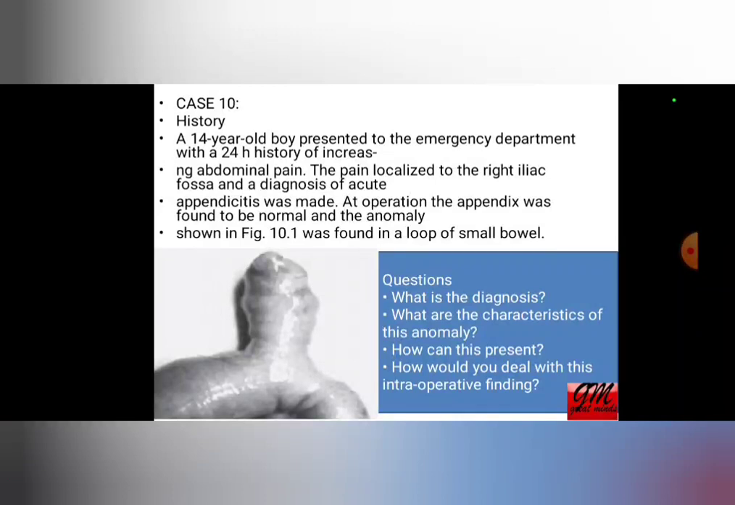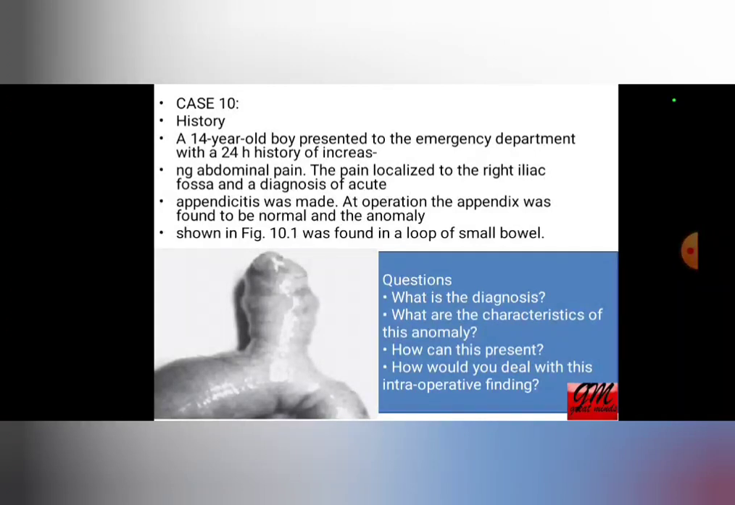Merkel diverticulum has small intestinal tissues. Merkel diverticulum can also have colonic tissues. That's why it can present with gastritis pain, like heartburn. So it can present with epigastric pain that is burning in character, or periumbilical pain that is burning in character. That's one presentation.